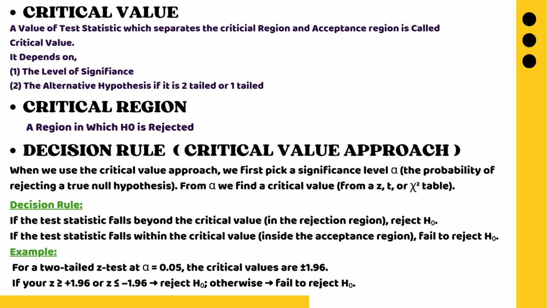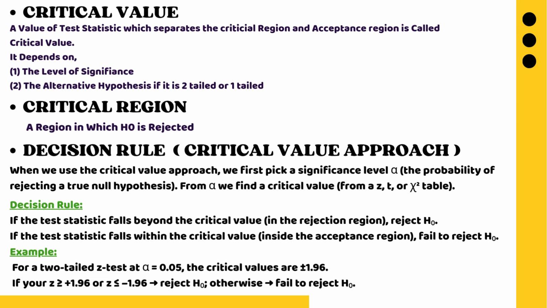There are two types of decision rules. One is using critical value and another is using p-value. Let's see the critical value approach. First of all, decide your risk level alpha. From alpha, check the tables and get your critical value. This critical value defines the boundaries, critical region and acceptance region. Now comes your test statistic. This is the actual result you got from sample.